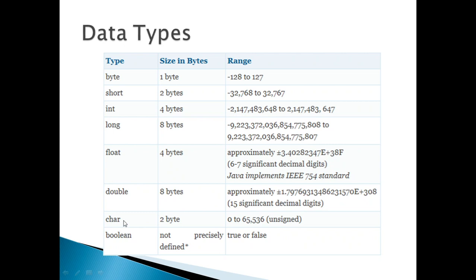Then we have characters, then booleans. So char has a range of 0 to 65,000. Basically it can store a single character. Boolean can hold true or false. So apart from this, we also have string.